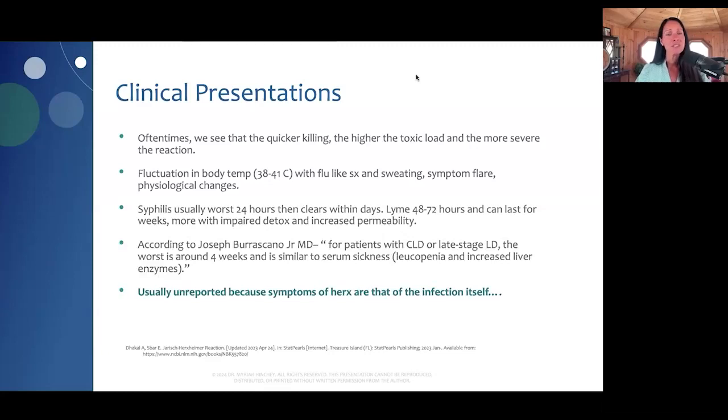With syphilis, this was usually worse within the first 24 hours of treatment, and it would clear within a couple days. With Lyme disease, it actually is worse about 3 days, or 72 hours, into treatment, and it can last for weeks.